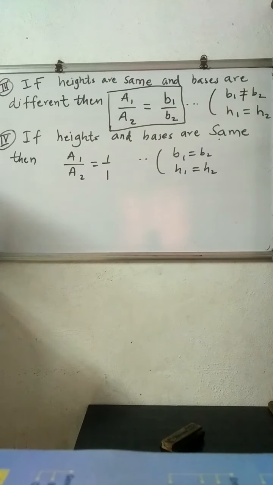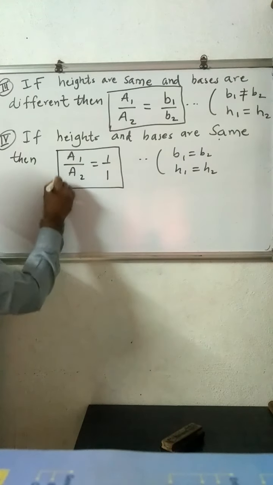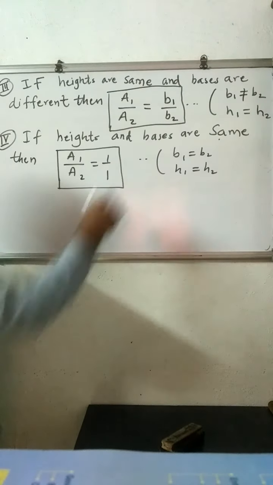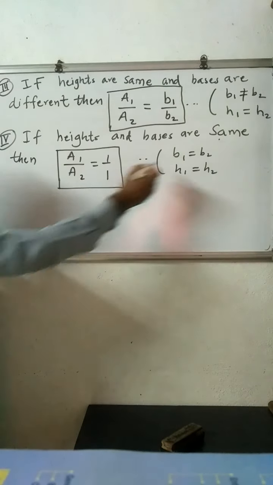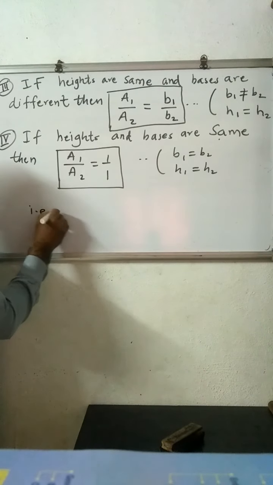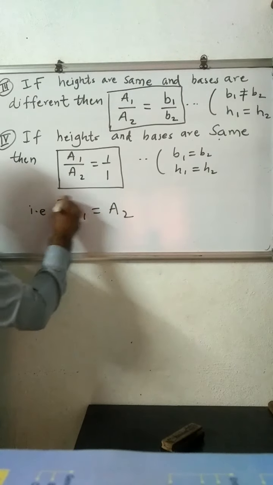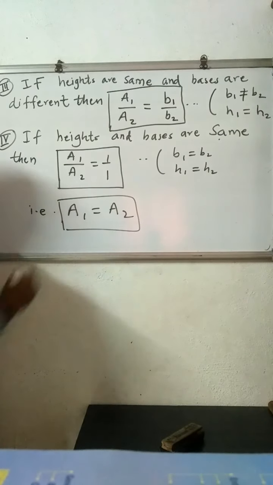Next property, the fourth one: if heights and bases are same of both the triangles, then the ratio A1 upon A2 is equal to 1 upon 1. Base and height will get cancelled. So B1 is equal to B2 and H1 is equal to H2. That is, the areas of both the triangles are the same. They are equal in area.